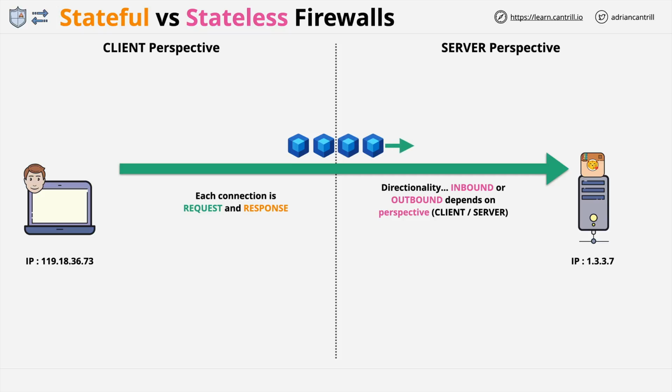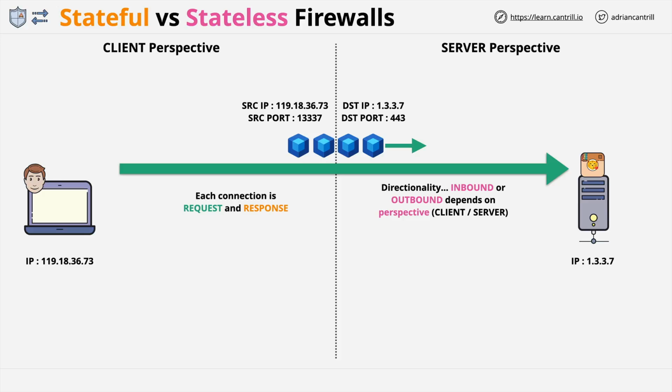These packets are going to have a source IP address of 119.18.36.73, which is the IP address of the client, so Bob's laptop, and they will have a destination IP of 1.3.3.7, which is the IP address of the server. Now, the source port will be a temporary or ephemeral port chosen by the client, and the destination port will be a well-known port. In this case, we're using HTTPS, so TCP port 443.